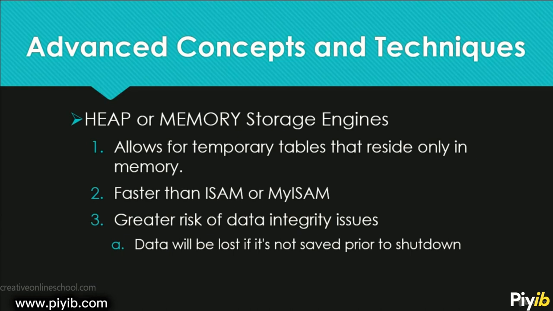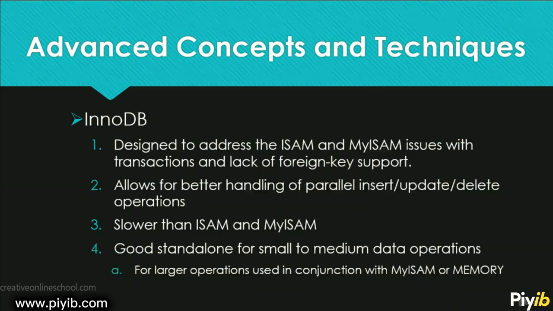The last storage engine I'm going to talk about, and the one you may remember us selecting earlier in our databases, is called MongoDB. It was designed to address the ISAM and MyISAM issues with their transactions and their lack of foreign key support. This allows for better handling of parallel insert, updates and deletes, so they're not likely to interfere with each other. However, it's slower than ISAM and MyISAM when it comes to doing select statements.